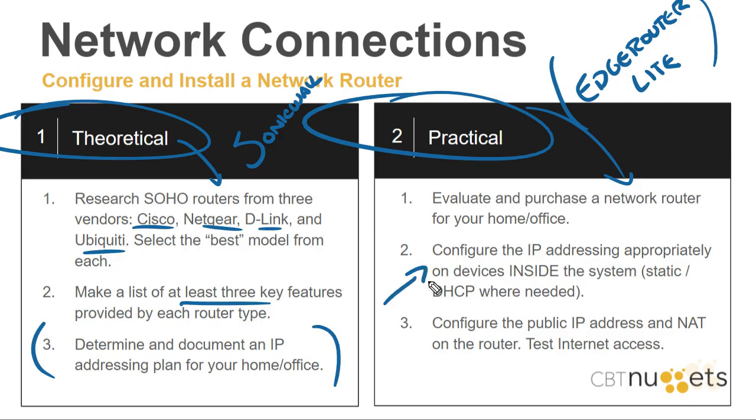Configure the IP addressing appropriately on the devices inside the system, whether you want to use static addresses or DHCP, then configure the public IP address and NAT on the router. From there, test your internet access and see if it's working.